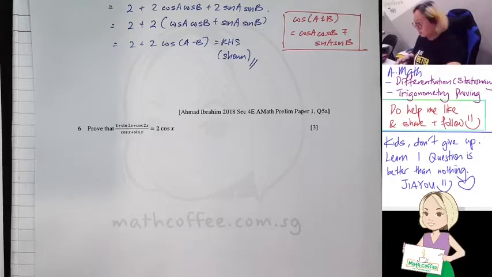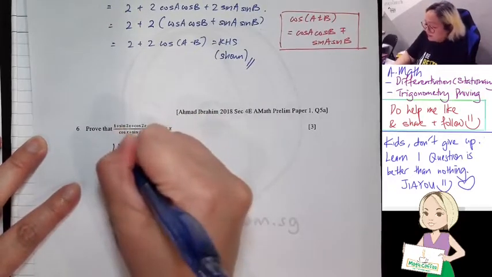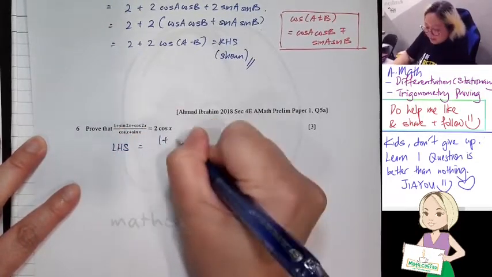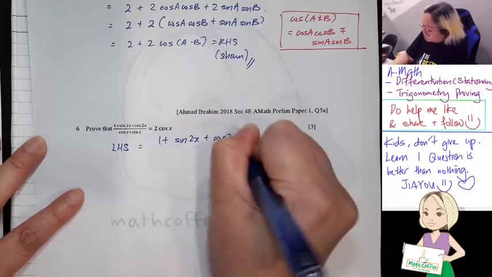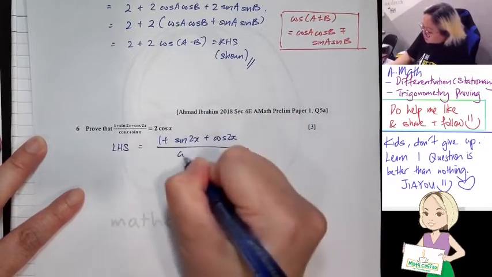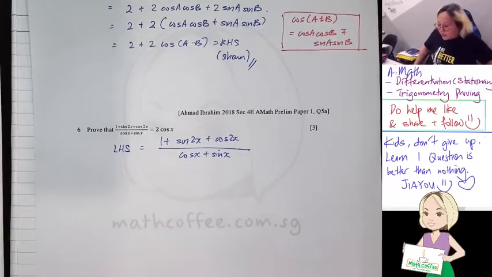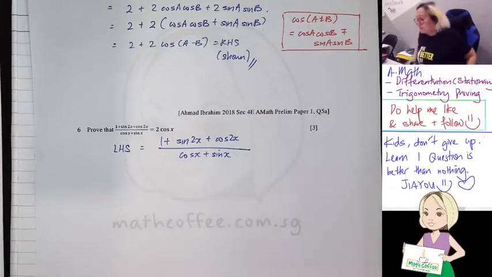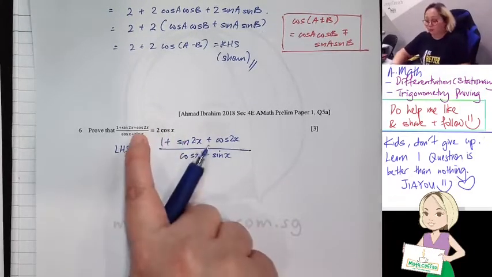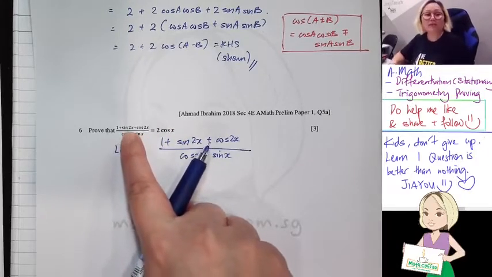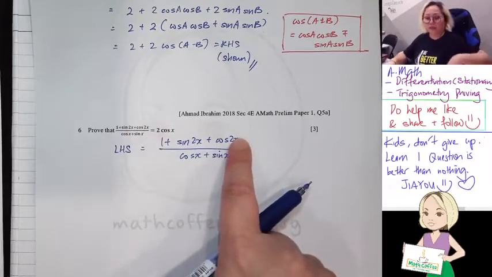Over here, the left hand side is definitely more complex, so I'm going to rewrite. Left hand side is equal to 1 plus sine 2x plus cosine 2x over cosine x plus sine x. So what can we do? Look at the right hand side. The right hand side is single angle, that means it's not double angle. So I need to change my sine 2x to become single angle, and I also have to change my cosine 2x to single angle.